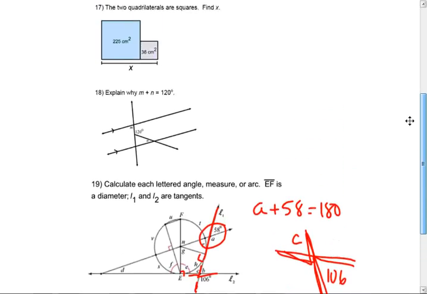Did anybody figure out why m plus n isn't 120? Well, I've got it written down. Other questions on homework? So you need to be working on this. I'm going to come around and see what you've gotten done. And I'm done with this.